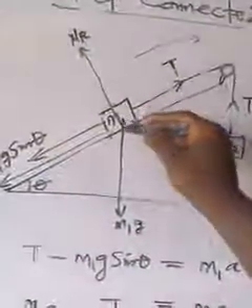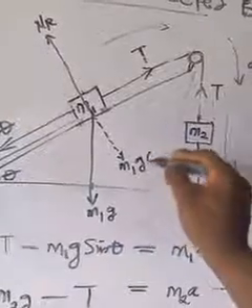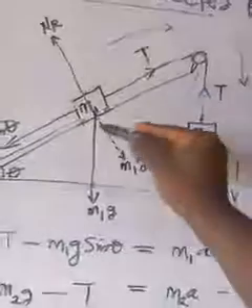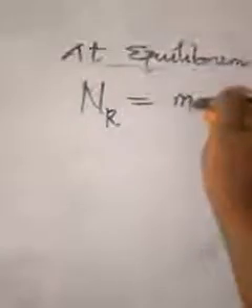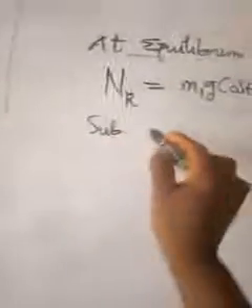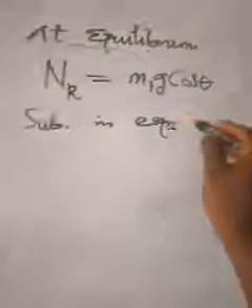Then we have to trace the sense of the reaction. That will give us m1g cos theta. That is, if you resolve perpendicularly with the plane, this is what we are going to have. At equilibrium, normal reaction is equal to m1g cos theta. Let's substitute the normal reaction in equation 4.